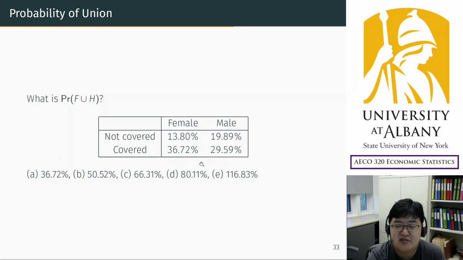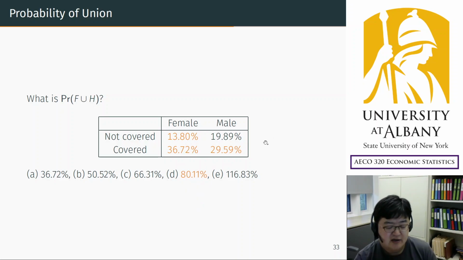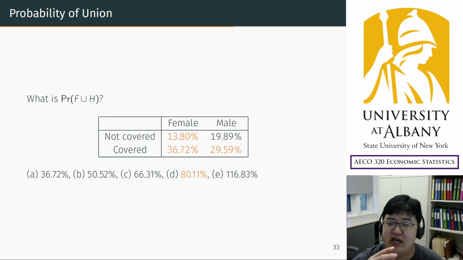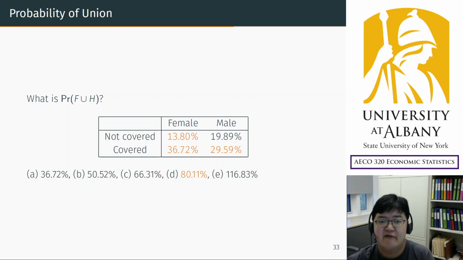The answer is pretty simple algebra. The answer is 80%, right? So if you add these three probabilities, then you get 80%. This calculation is based on the definition that the probability of an event is the sum of the probabilities of outcomes included in that event, right?